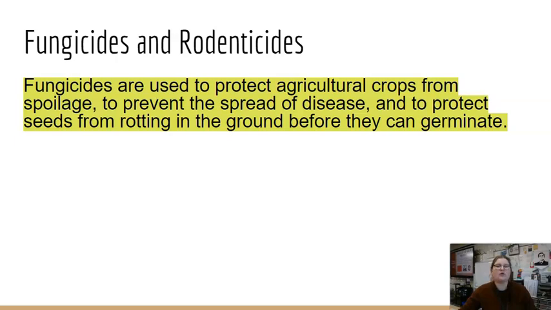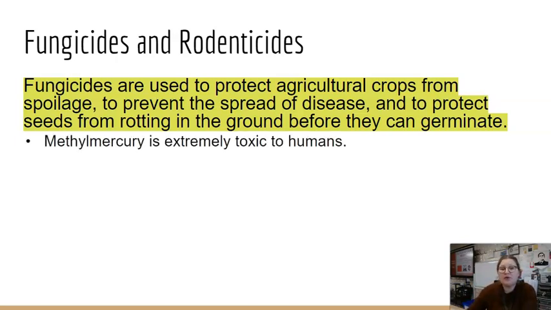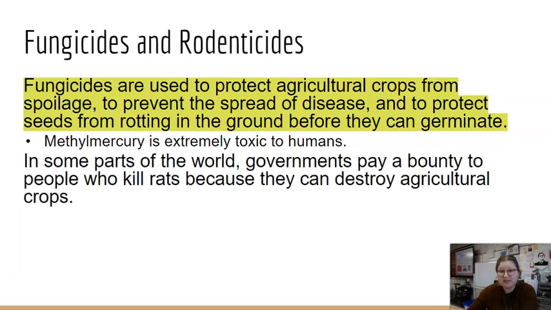Fungicides are used to protect agricultural crops from spoiling because fungus breaks down things, and so that makes spoilage go faster. And also to prevent the spread of disease and to protect seeds from rotting in the ground before they can germinate. Methylmercury is extremely toxic to humans.